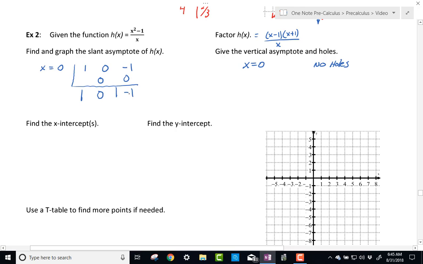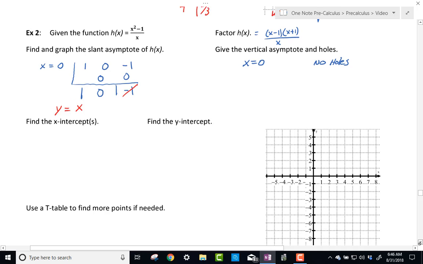This, we get to just cross off. So what we have, again, we divided x squared by x, so this is just x. Or you could call it x plus 0, but you don't need to. So my slant asymptote is now y equals x. So I'm going to graph both the asymptotes.